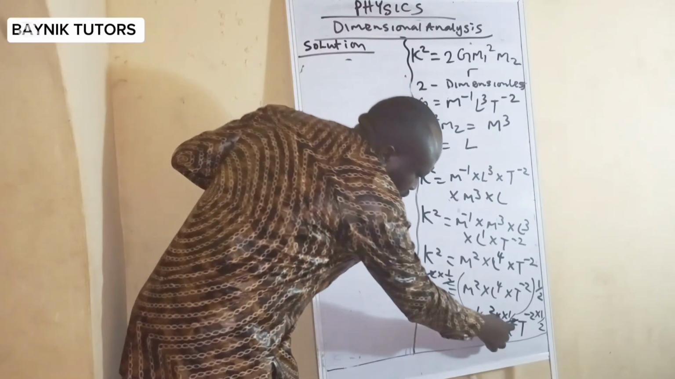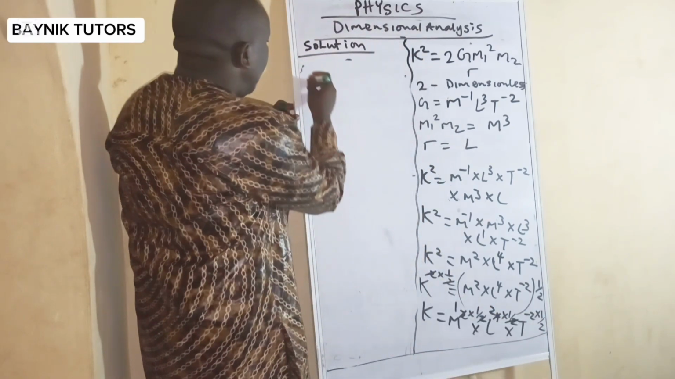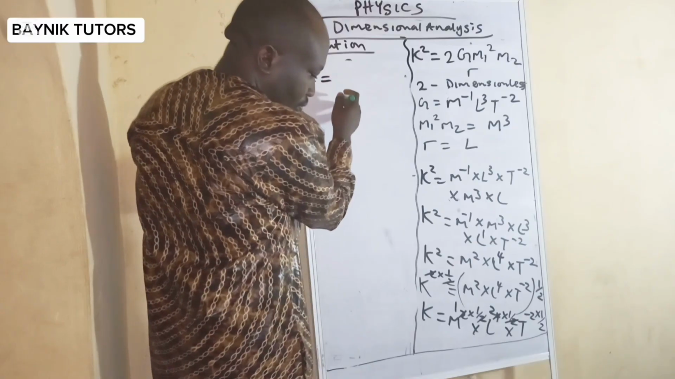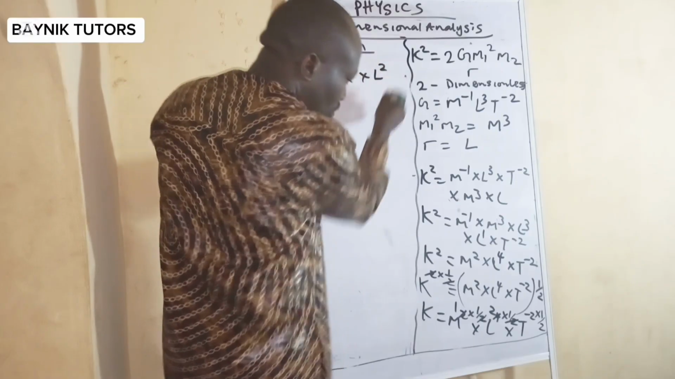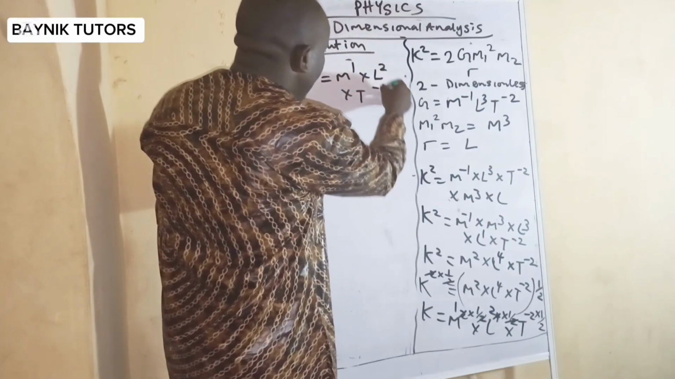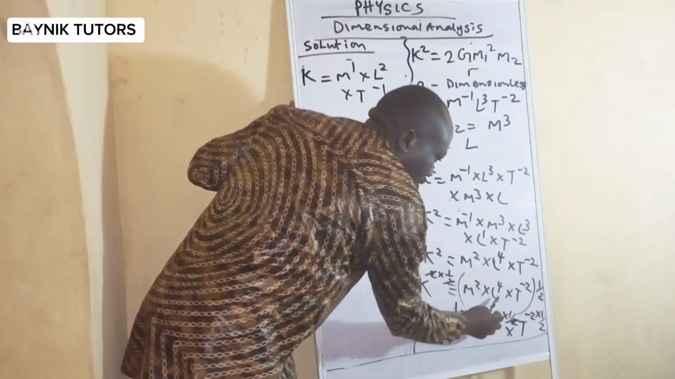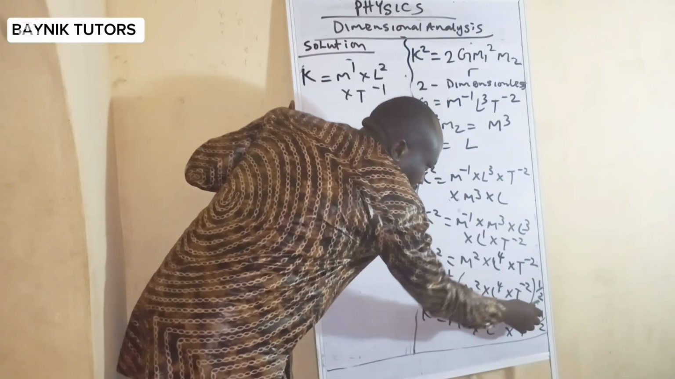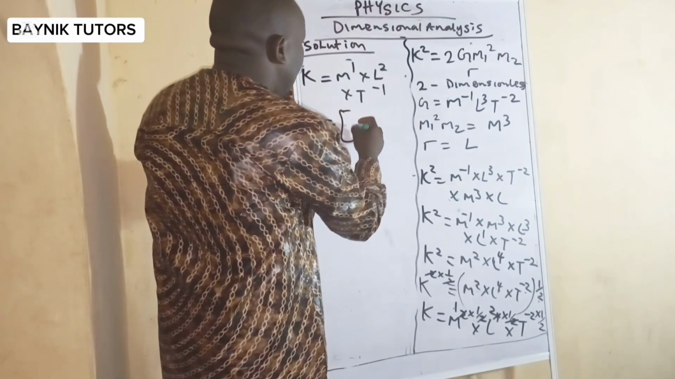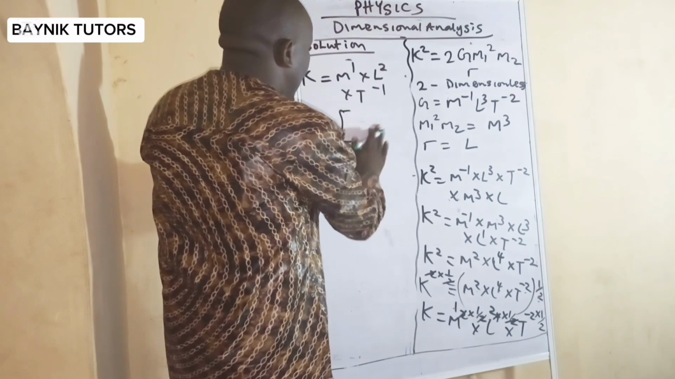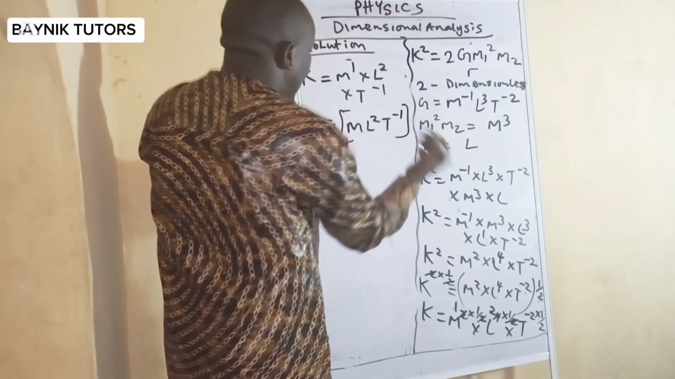Here the quantity is minus 4. So from here we can say our K is equal to M raised power 1 times L raised power 2 and times T raised power minus 1, because the 2 here has cancelled this to become 1, the 2 here has cancelled this to become 2, and here has cancelled it to become minus 1. So I can now say K is equal to, we always put inside brackets, M L raised power 2 T raised power minus 1. So that's our answer.